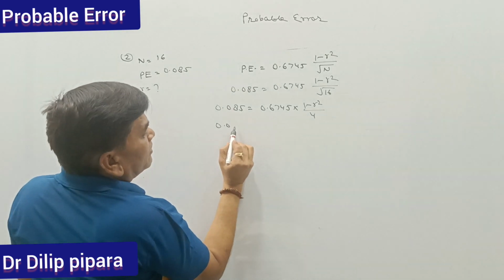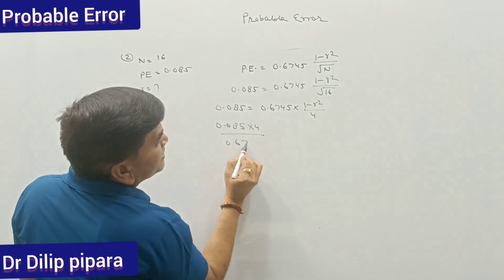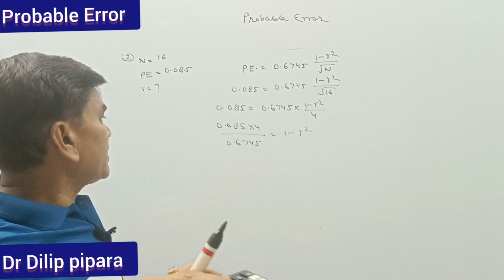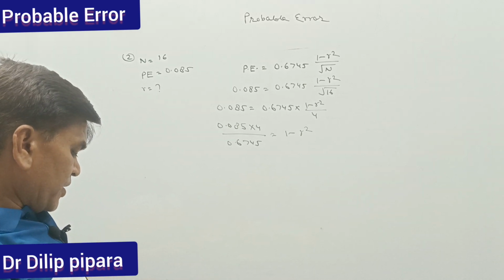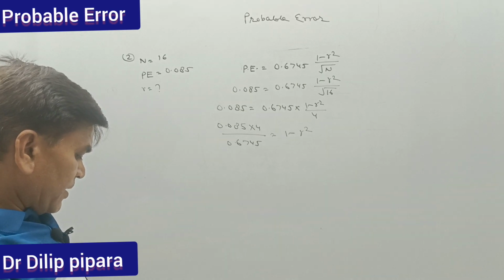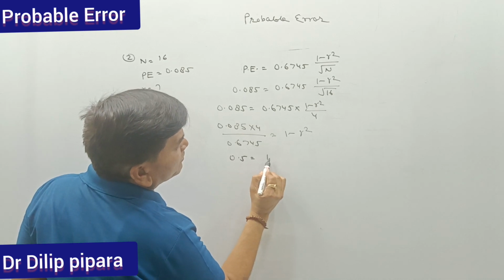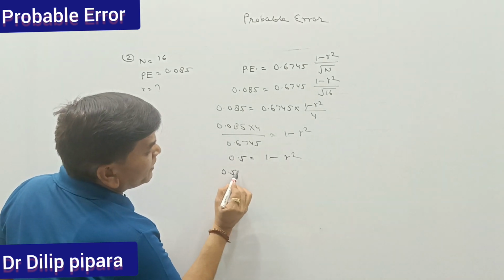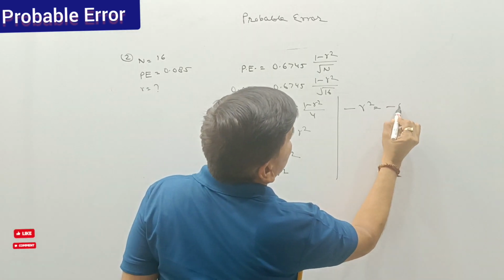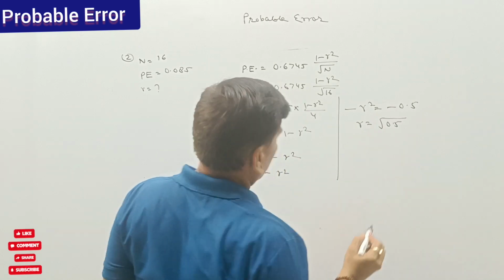So 0.085 multiplied by 4 equals 0.6745 times (1 minus r square). We calculate 0.085 multiplied by 4 divided by 0.6745, and the value is 0.5. So 0.5 is equal to 1 minus r square. So 0.5 minus 1 is minus r square, that is minus r square is minus 0.5, so r is equal to under root 0.5.